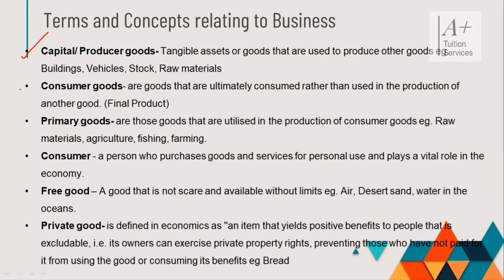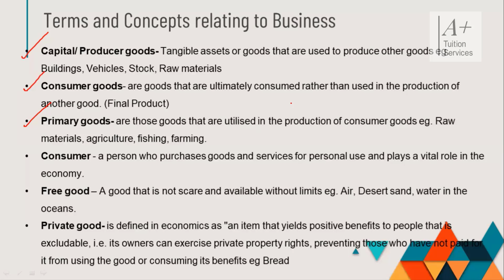We now move on to consumer goods, and consumer goods are goods that are ultimately consumed rather than used in the production of another good. So a consumer good is like the final product, something we just buy and use as consumers. We have now primary goods, and these are goods that are utilized in the production of consumer goods, okay? So for example, raw materials, agriculture, fishing, farming.